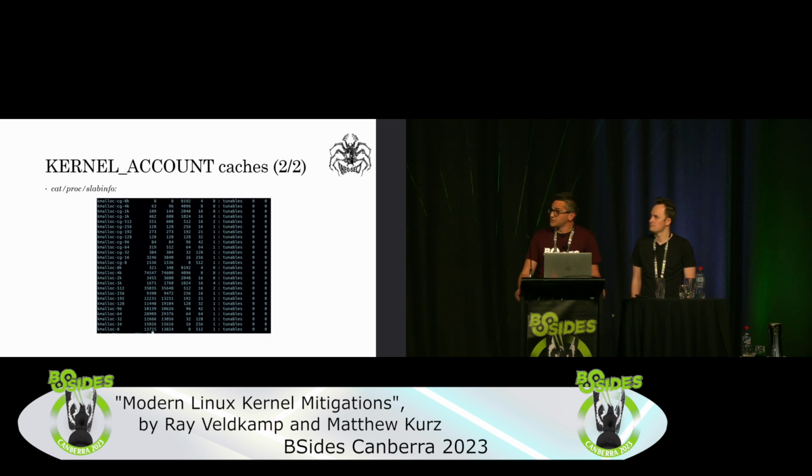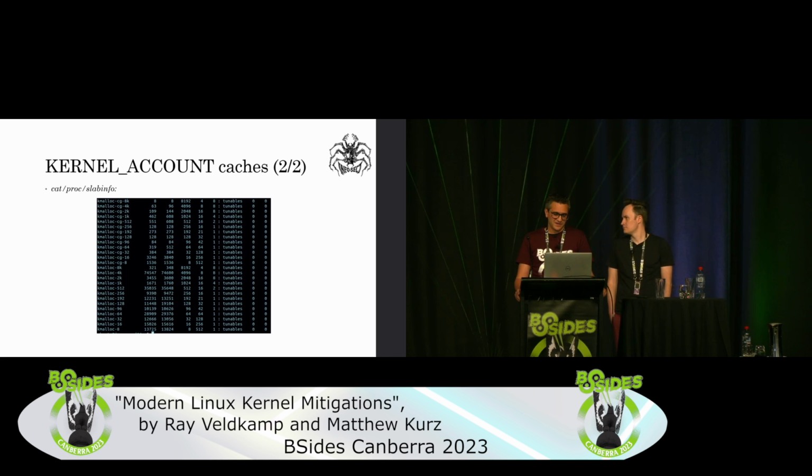This might be a bit hard to read, but if you cat /proc/slabinfo, you can see at the top the kmalloc-cg caches ordered by their size, and then the regular kmalloc caches.